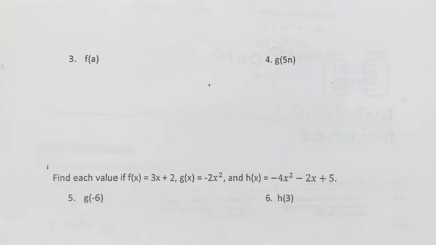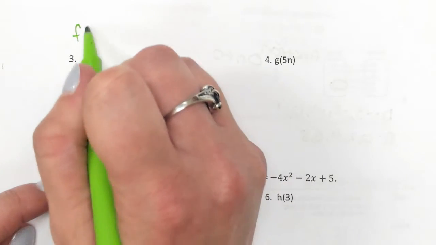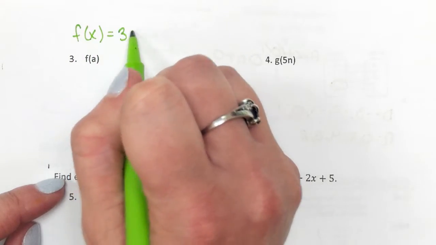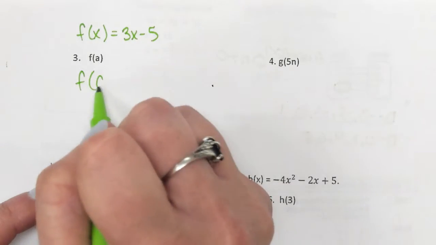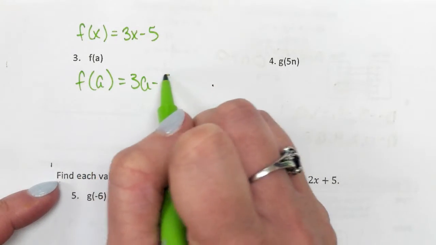You're going to use a instead of x, right? That's right, Sawyer. So, what was f of x? 3x minus 5. So, instead of 3x minus 5, what's it going to be? 3a minus 5. That's it. Oh my gosh. Don't let it freak you out because it's got a letter.